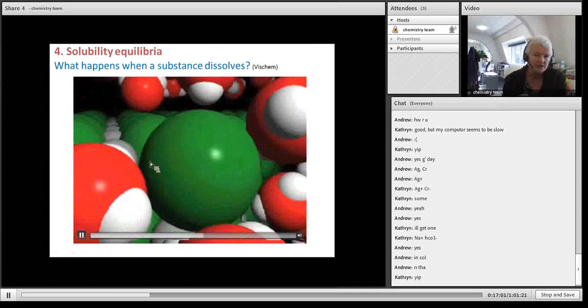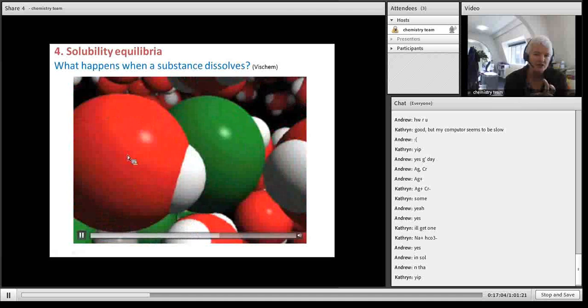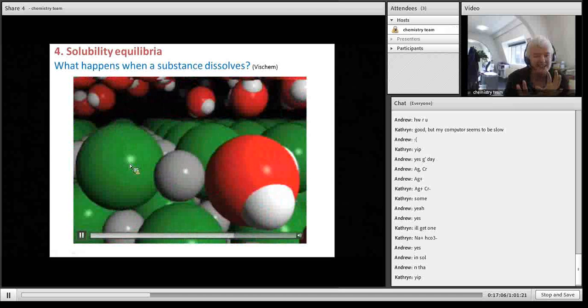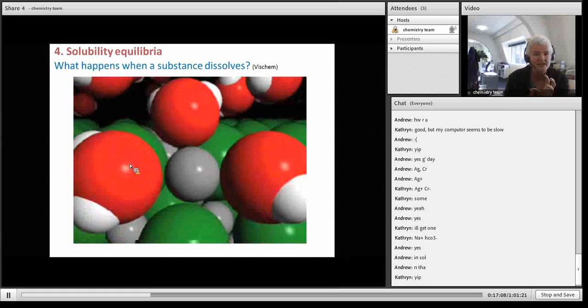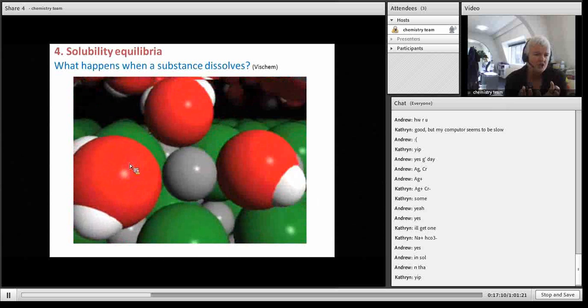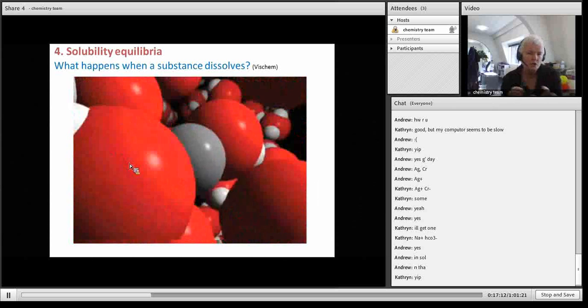And can you see how the chloride is being surrounded by the hydrogens of the water? And there's a sodium now. It's still going on the corners because it's got the least attractions. And it's that competition between the water molecules.